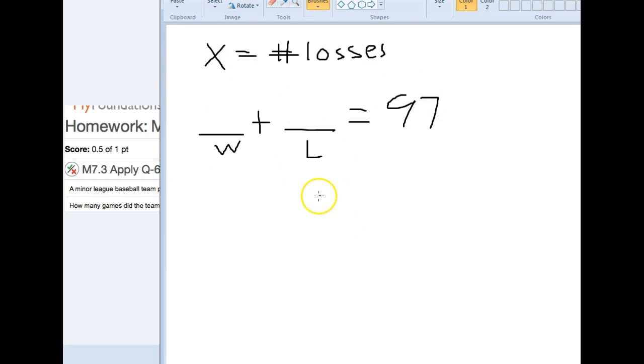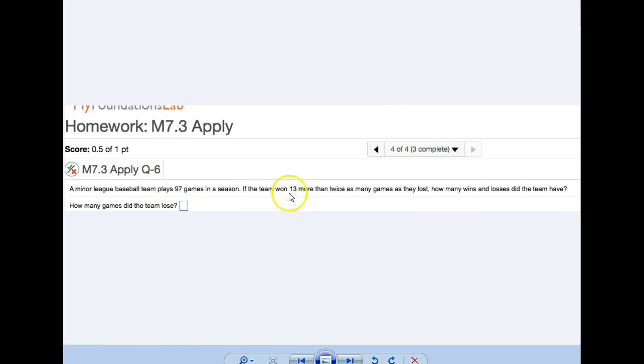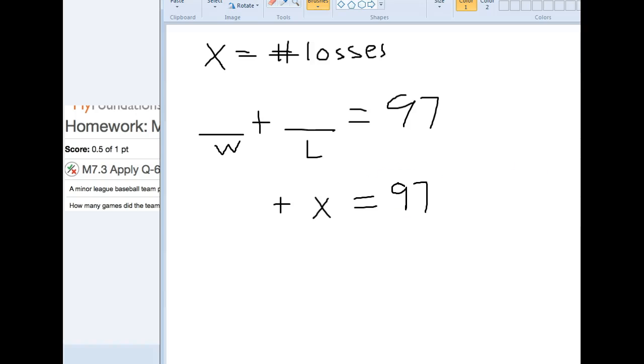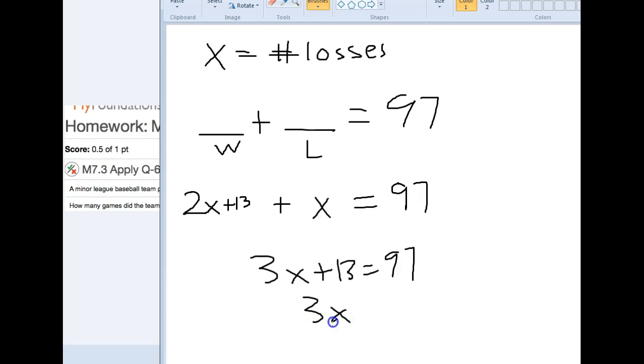Now I know one of these values. I know X for my losses. And now I need to get the value for the wins. It's 13 more than twice as many games they lost. So twice the number of games I lost, 2 times X, and then add 13 more to that. That is the number of wins. So now we're using our algebra. We have 3 x's plus 13 equals 97. I'm going to need to subtract 13 from both sides. That's going to be 84. And divide both sides by 3.